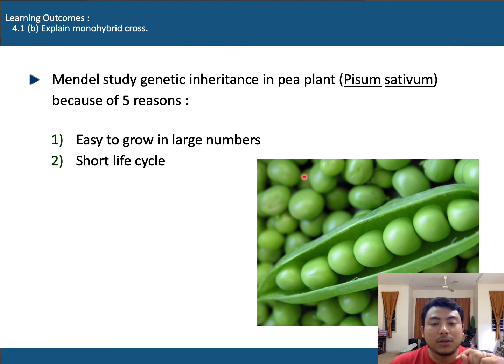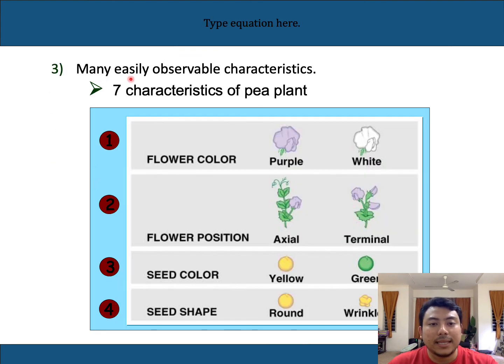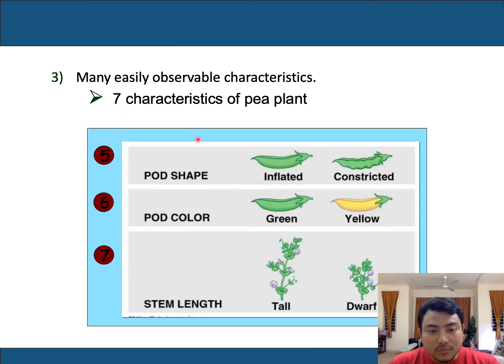The first one, pokok Pisum sativum ni easy to grow in large numbers. Dia senang untuk dibiarkan, has a short life cycle, maknanya kita tak perlu tunggu sampai bertahun-tahun untuk tengok result dia, sekejap saja. And for reason number 3, many easily observable characteristics, i.e. we can observe the flower color, the flower position, whether it's terminal or axial, the seed color, yellow or green, the seed shape, whether it is round or wrinkled, and also the pod shape, whether it's inflated or constricted, the pod color, stem length, and many others.